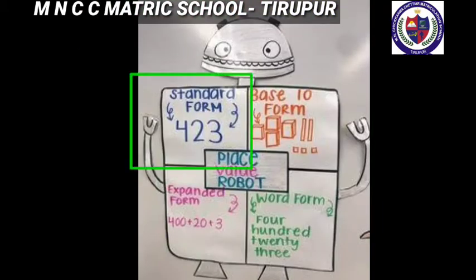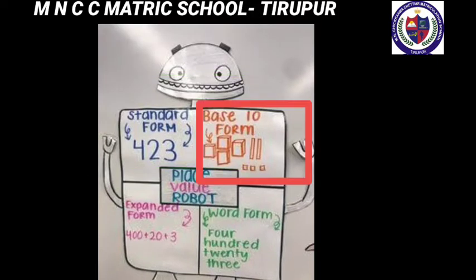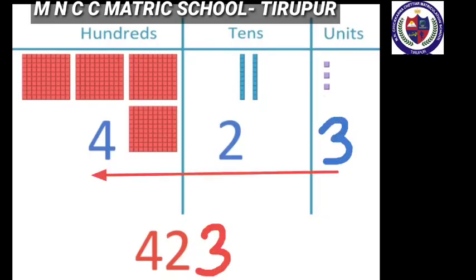We can always write the numbers in standard form. The next one is base form. In this base form, we can use number blocks. Children, let us try the number block with the given 3-digit number 423.